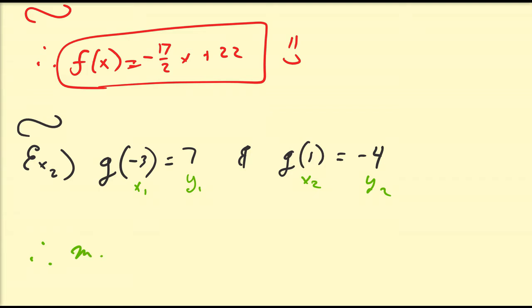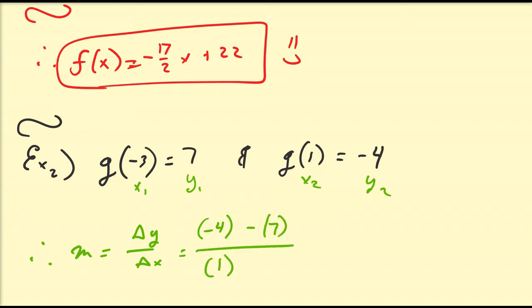As we know, the slope is given by delta y divided by delta x, which is going to be y2 minus y1 all over x2 minus x1. And I always suggest putting parentheses around these numbers just so that you do not get any negative things mixed up. So negative 4 minus 7 is going to be negative 11, and 1 minus negative 3 is the same as 1 plus 3, which is going to be 4. So this is going to be equal to negative 11 fourths as my slope.